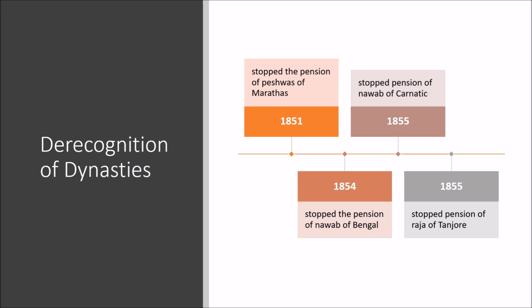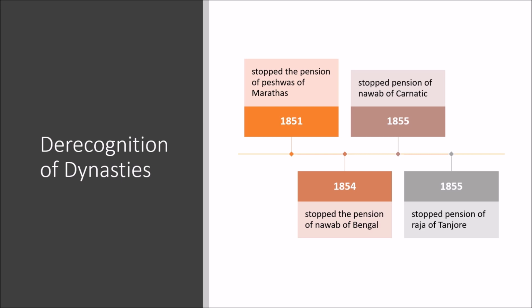Now, Lord Dalhousie did not just stop at applying Doctrine of Lapse or annexing territories on his whims and fancies. He also derecognized certain dynasties. In 1851 he stopped the pension of the Peshwas of Marathas. Then in 1854 he stopped the pension of the Nawab of Bengal. In 1855 he stopped the pension of the Nawab of Karnataka. And in 1855 itself he stopped the pension of the Raja of Tanjore.